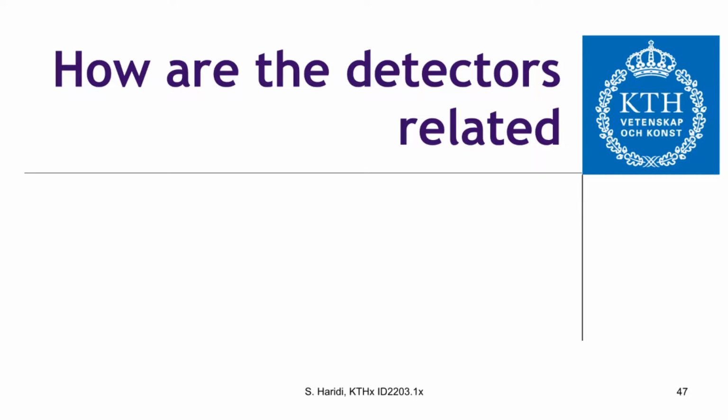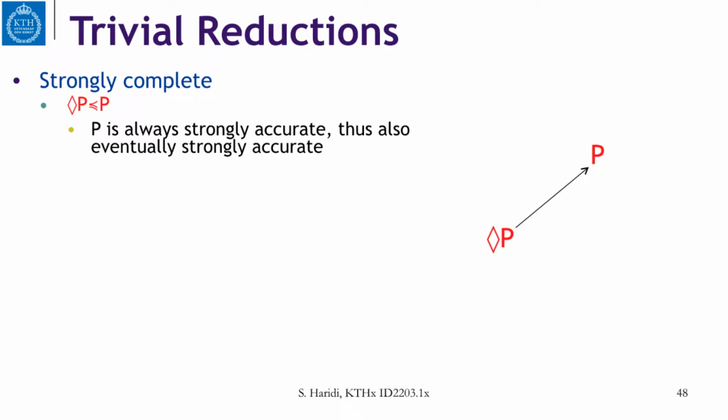We discuss how the different failure detectors are related according to the reducibility relation. So let us look at trivial reductions. We know that diamond P is reducible to P because P is always strongly accurate, thus it is also eventually strongly accurate.